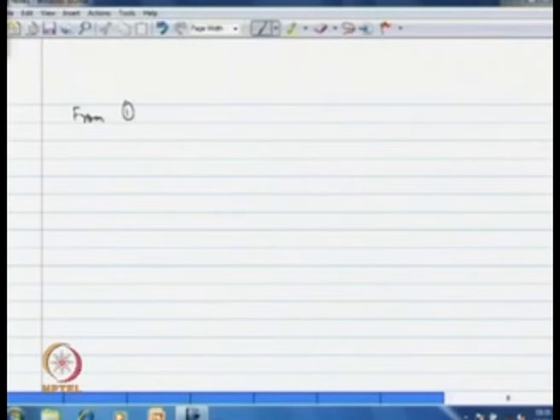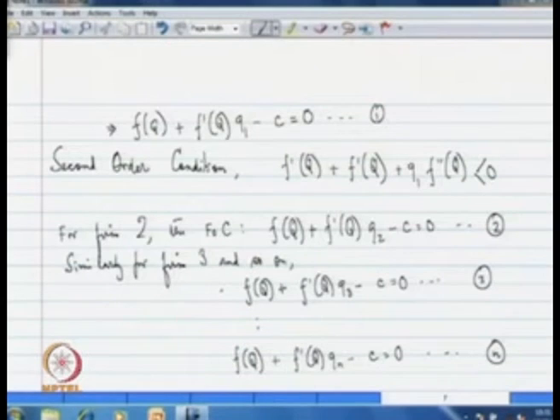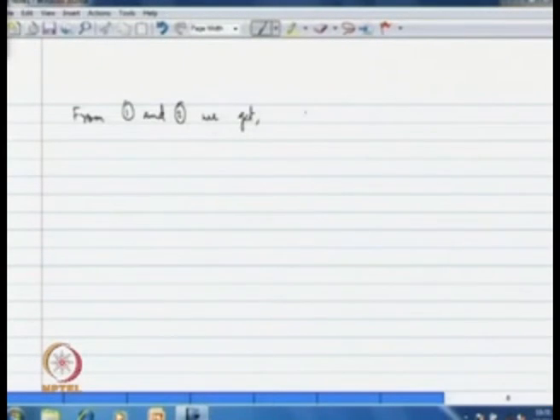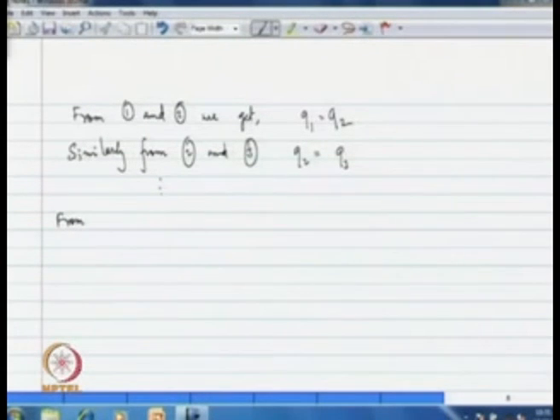From 1 and 2, we get, let us look at 1 and 2. From this and this, we can subtract 1 from 2 and we shall be easily able to find out that Q1 is equal to Q2. Similarly, from 2 and 3, Q2 is equal to Q3 and so on. From n minus 1 and n, Qn minus 1 is equal to Qn.